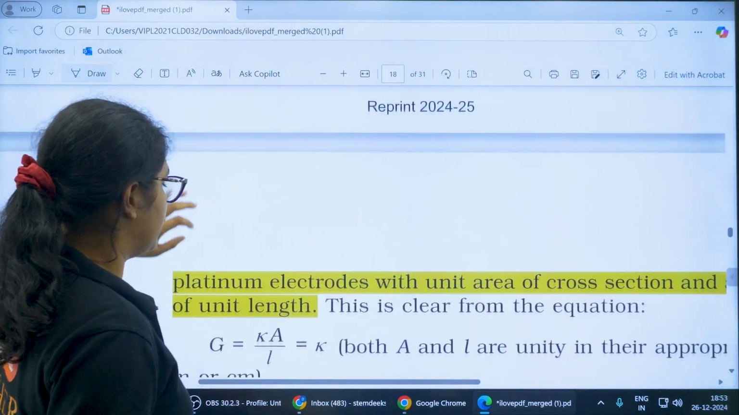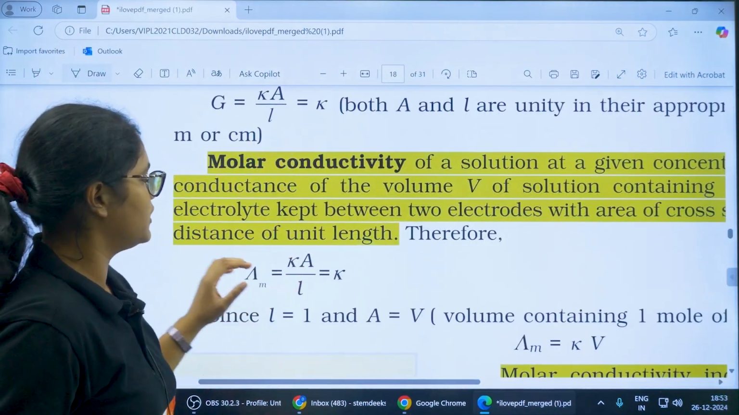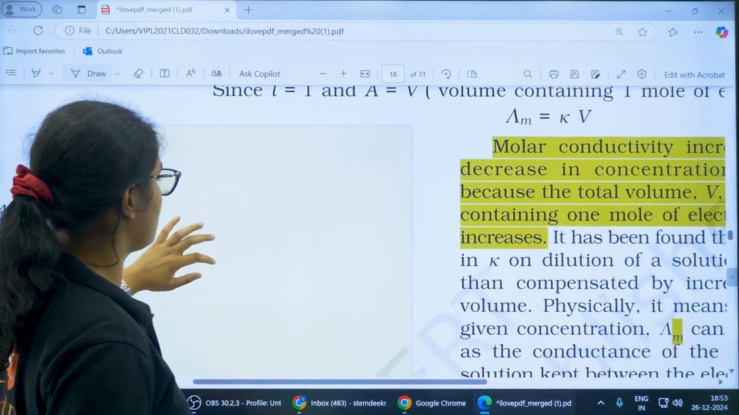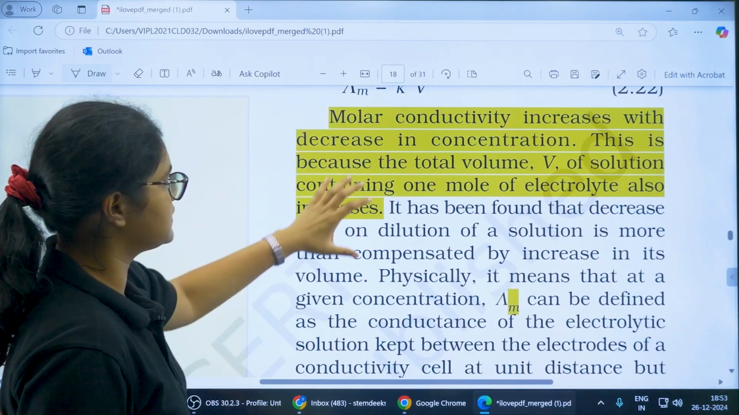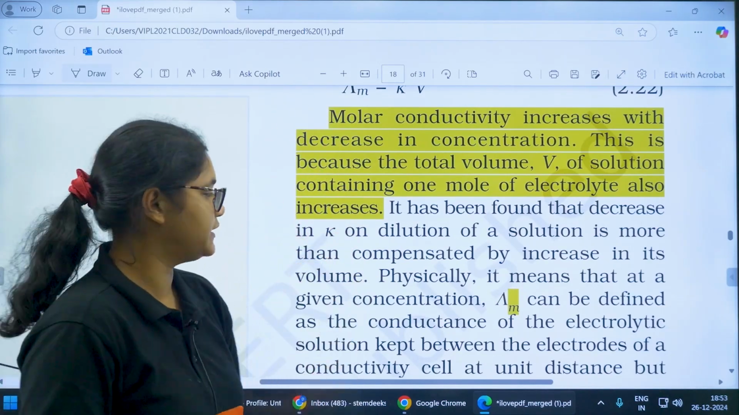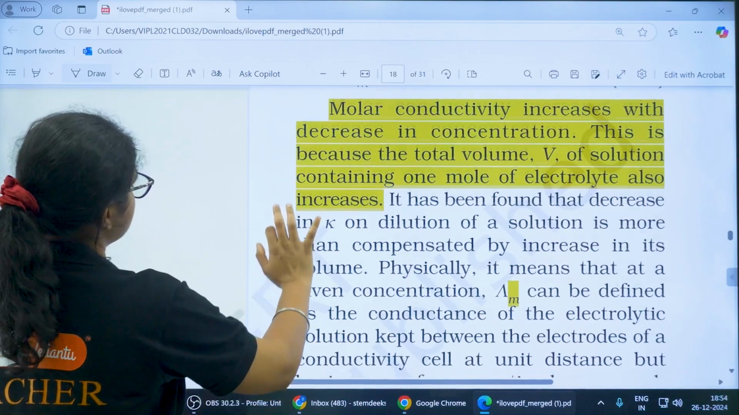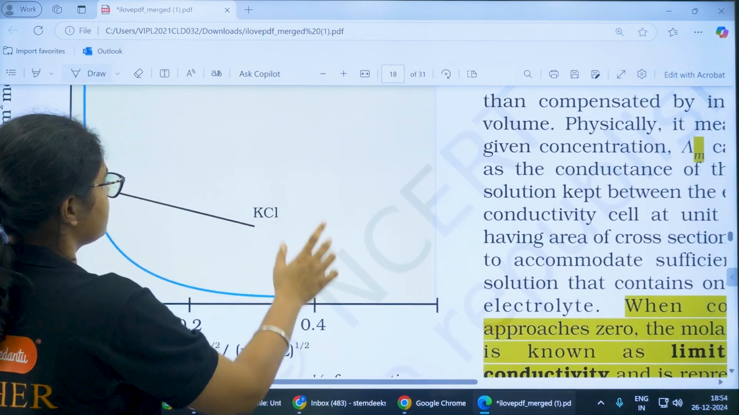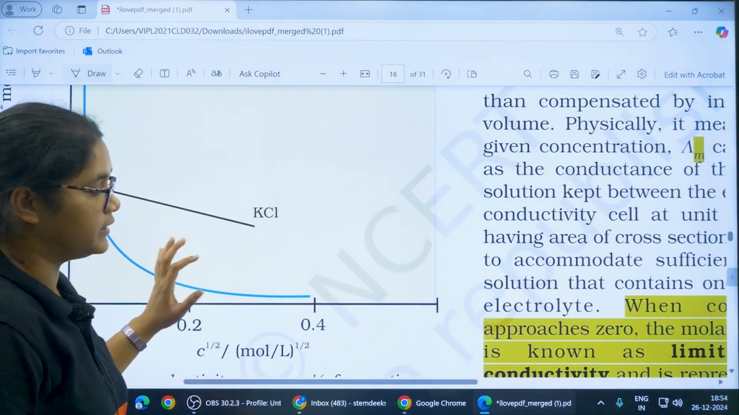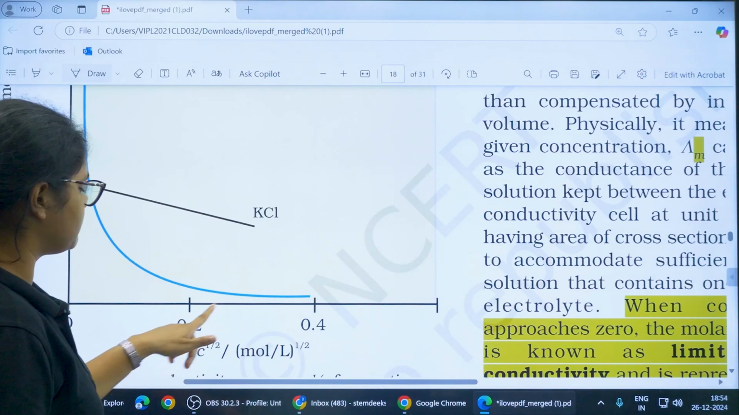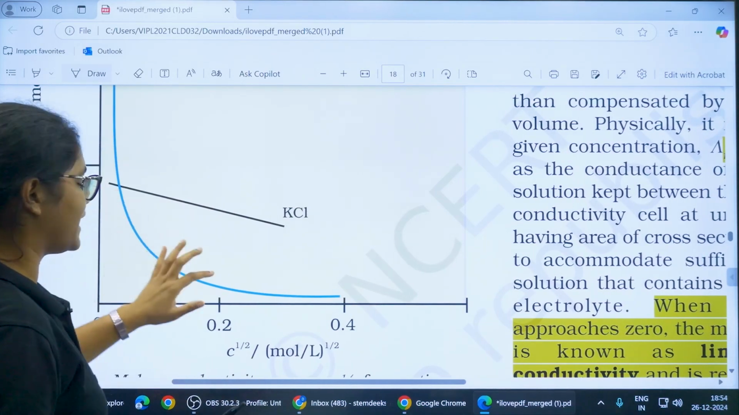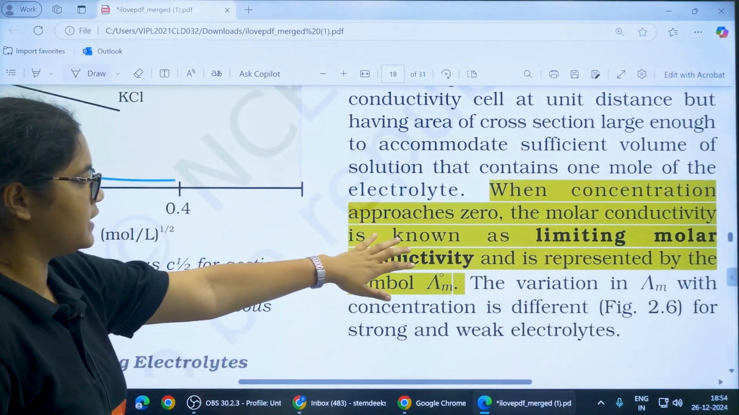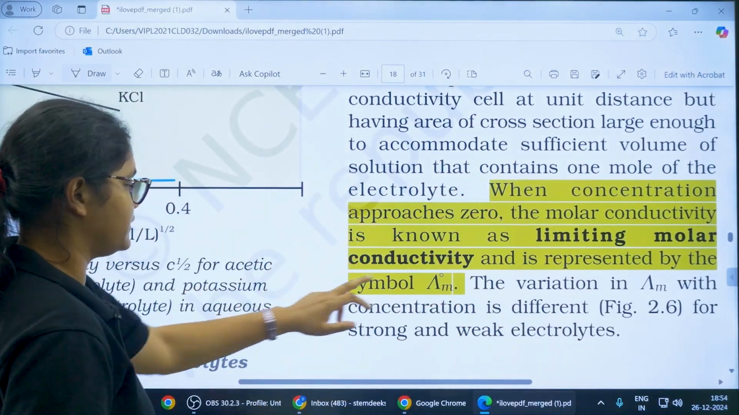Next, coming to the definition of molar conductivity, that is here. Next, if we move towards the graph, how the molar conductivity changes with dilution, that is there. This graph is very important, so please make sure that you learn this graph, like what the labelings are. These points you can leave, but you should be knowing about the y-axis and the x-axis. Next we have limiting molar conductivity, its definition, its unit, its symbol.